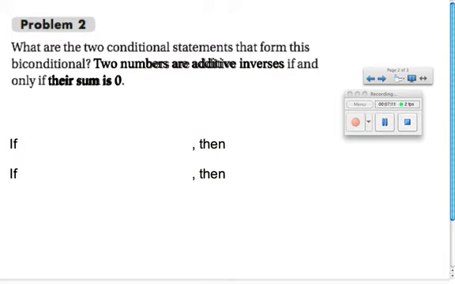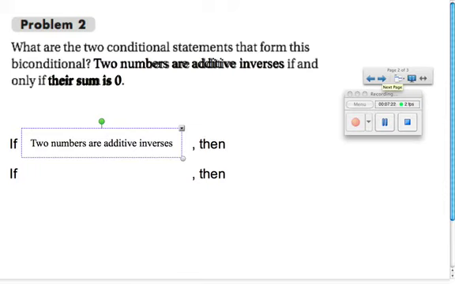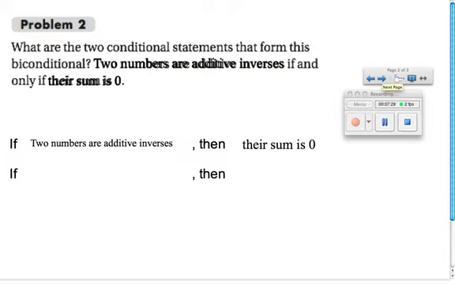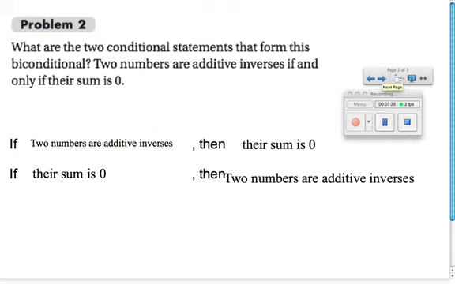So for my first sentence, I could take this biconditional, 2 numbers are additive inverses if and only if their sum is 0. My first conditional statement could be, if 2 numbers are additive inverses, then their sum is 0. And then the other conditional statement would be, if their sum is 0, then the 2 numbers are additive inverses. It's just a matter of rewriting it in 2 different forms.